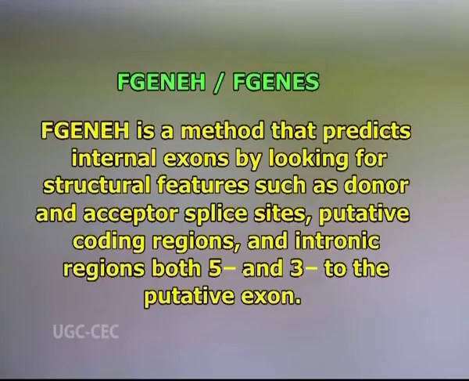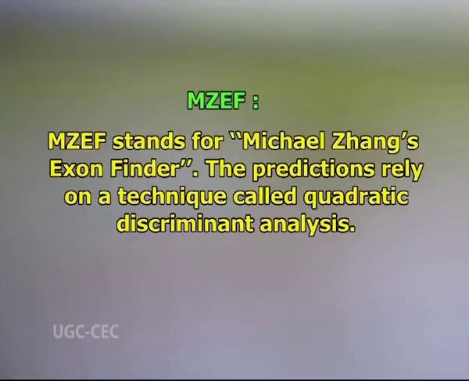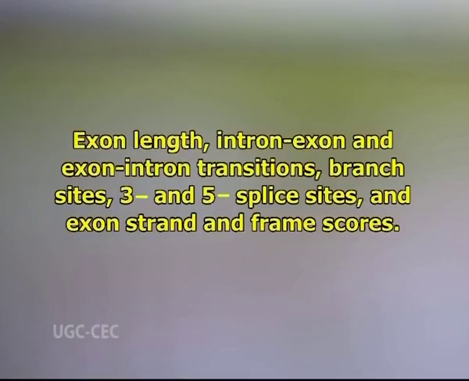MZEF. MZEF stands for Michael Zhang's exon finder. The predictions rely on a technique called quadratic discriminant analysis. In the case of MZEF, the measured variables include exon length, intron-exon and exon-intron transitions, branch sites, 3 prime and 5 prime splice sites, and exon strength and frame scores.